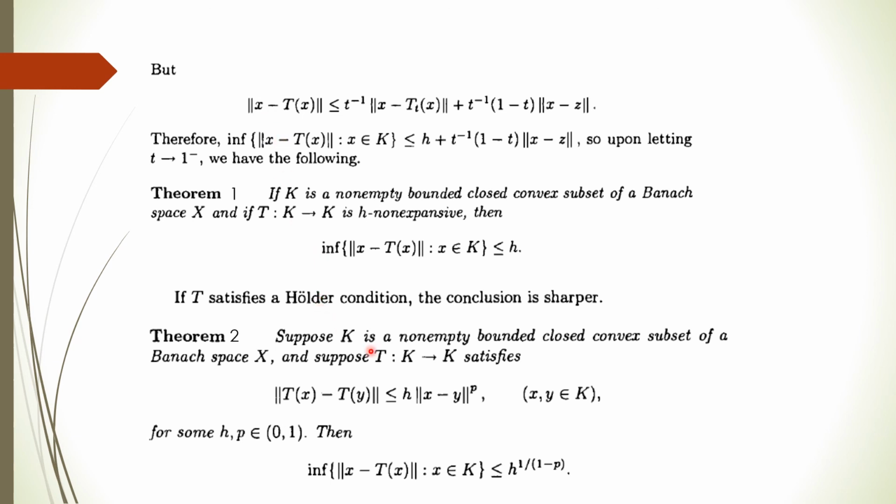But if T satisfies the Hölder's condition, then the conclusion is sharper. Means if this norm is less than or equal to h times the norm of x minus y to the power p, for some h and p belonging to (0,1), then this is less than or equal to h to the power 1 over 1 minus p.